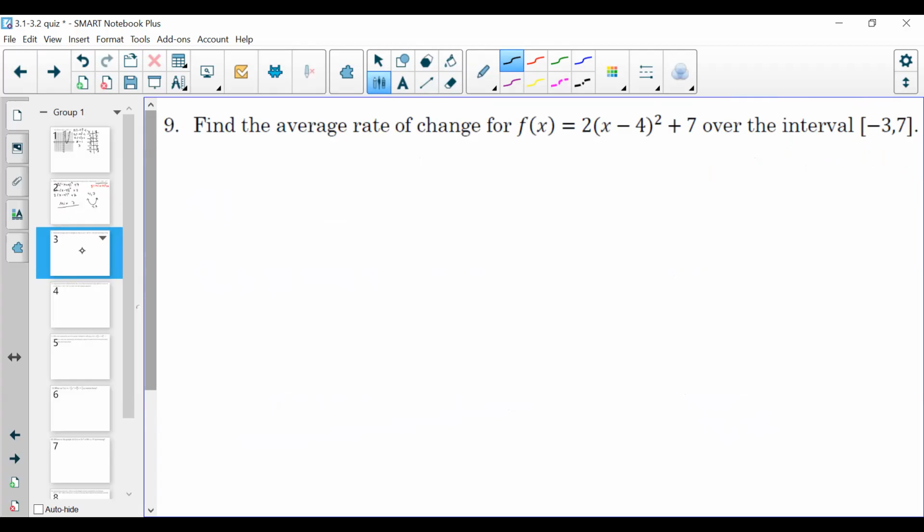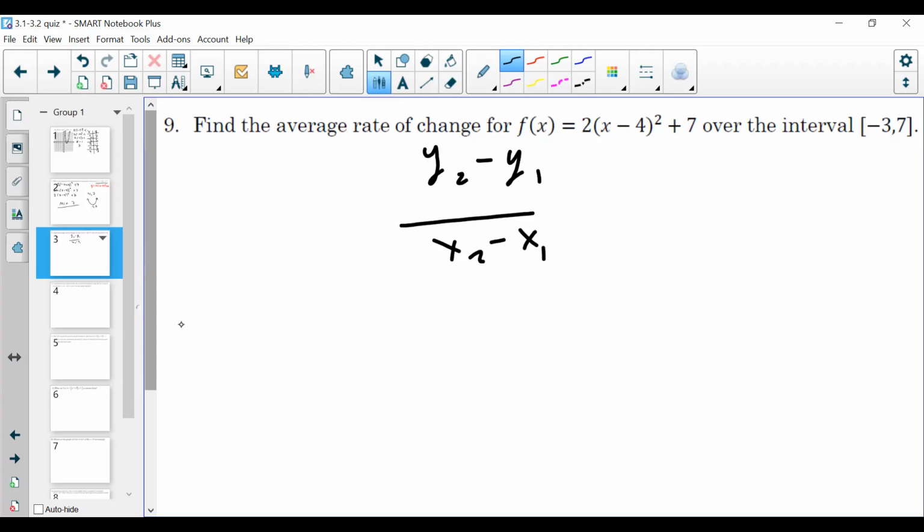So anytime you're talking about average rate of change, the formula for average rate of change is supposed to be delta y, y2 minus y1 over x2 minus x1. That's the equation for average rate of change. So what I need to figure out now is that I have these x's. I know I want to find the average rate of change from an x value of negative 3 to an x value of 7. So I'm going to plug these x values into the equation to figure out the actual point that I get from this.